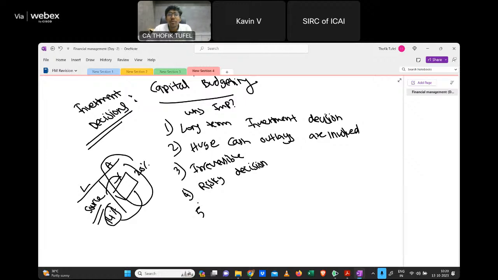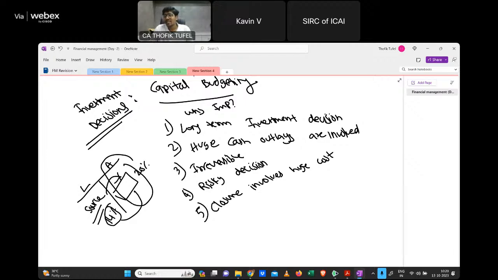And the fifth reason why it is important is the closure. If the decision does not go right, the closure involves huge cost. Now, I'll take an example for you to understand. Investment decision is just like buying a car. Say you bought a car for 20 lakh rupees. Don't worry, once you become a CA, you can afford that amount. So you're purchasing a car for 20 lakh rupees.